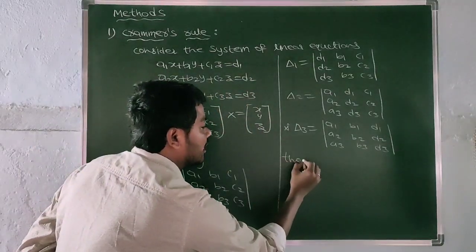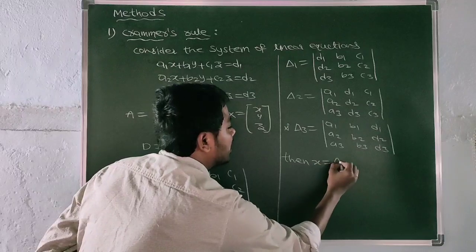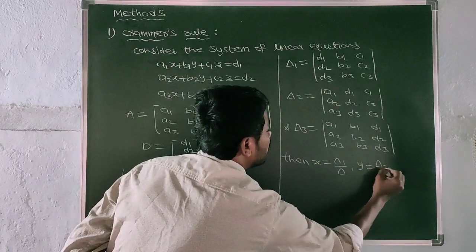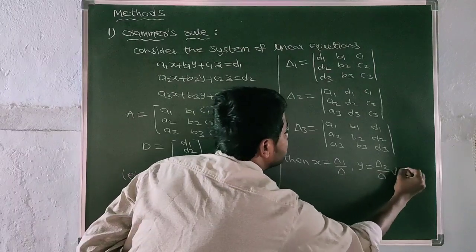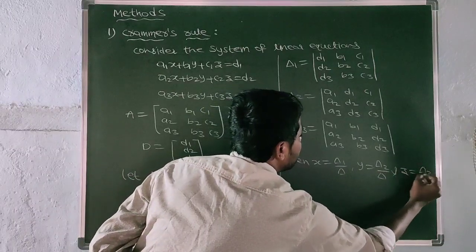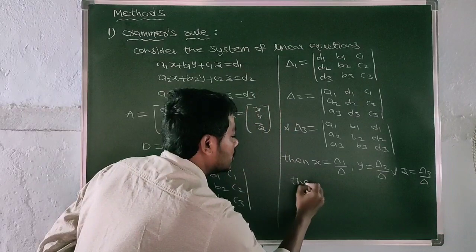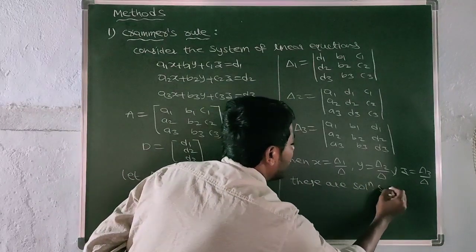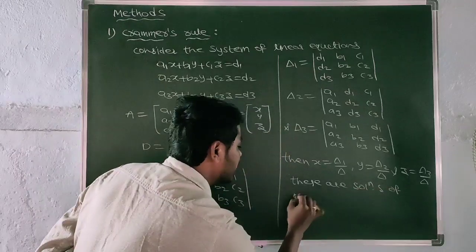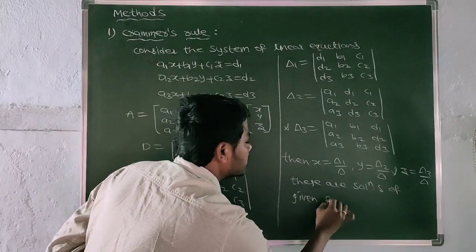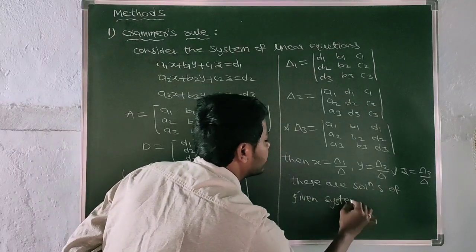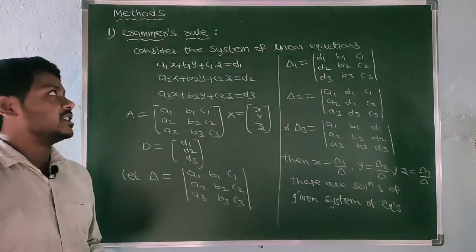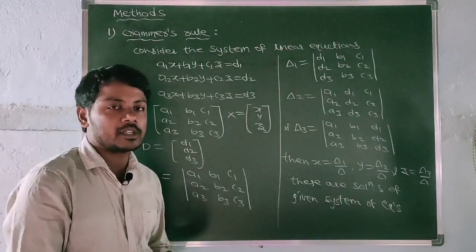Then x is equal to delta 1 by delta, y is equal to delta 2 by delta and z is equal to delta 3 by delta. These are the solutions of the given system of equations. So this is the procedure for Cramer's rule.